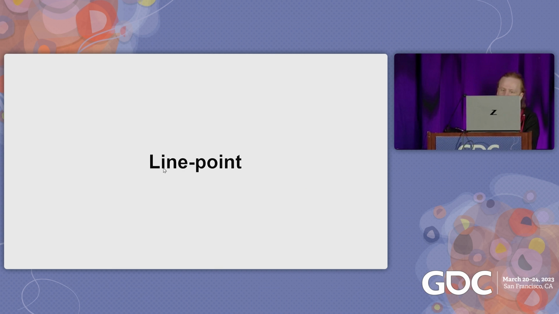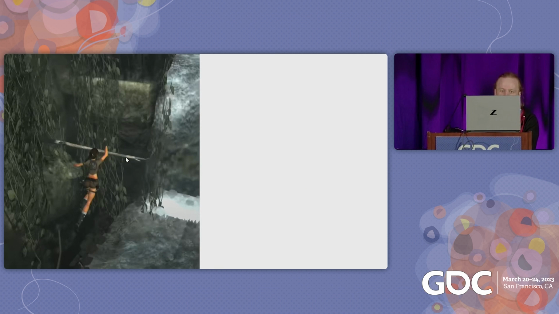Okay, line and point, though. So here we're talking about Lara. She's reaching out to grab a branch. The branch is defined by a line. The line we're going to label A. Her hand we're going to label with B. We're going to define M equals A over B. You must be getting sick of this by now.